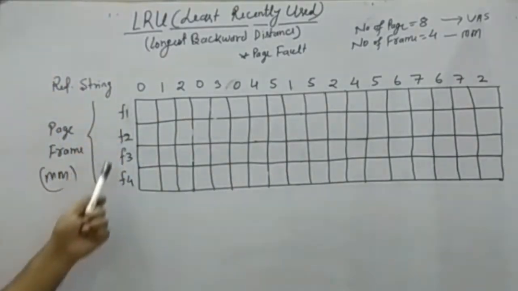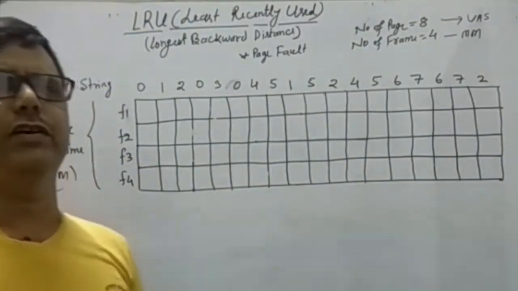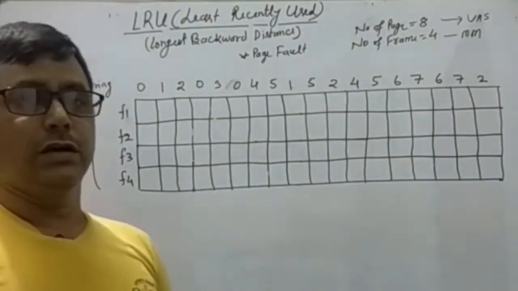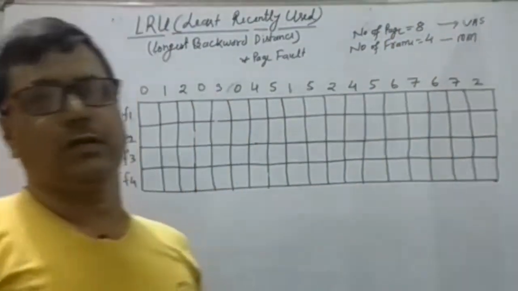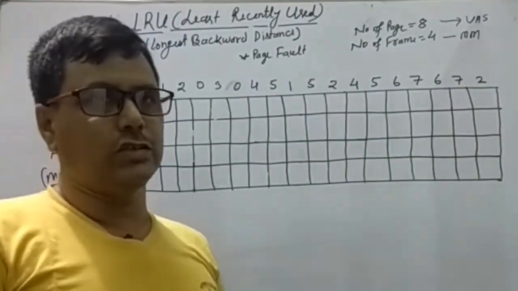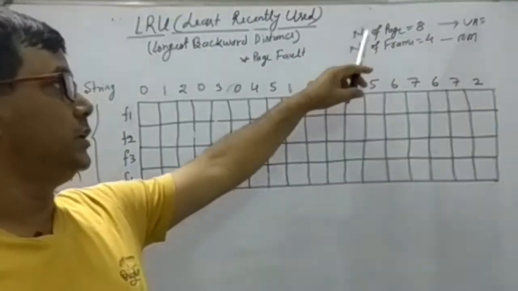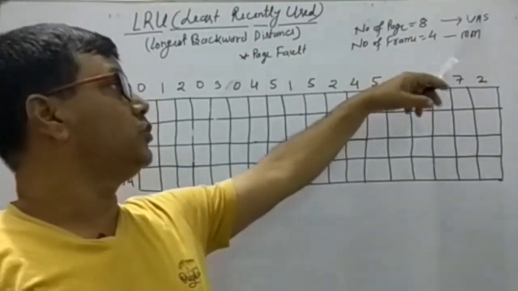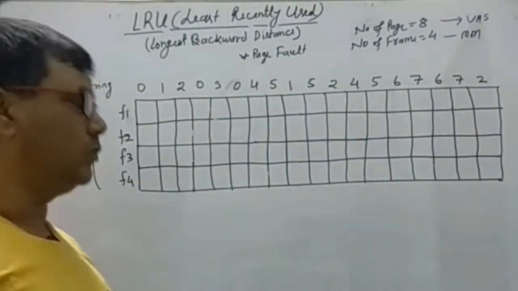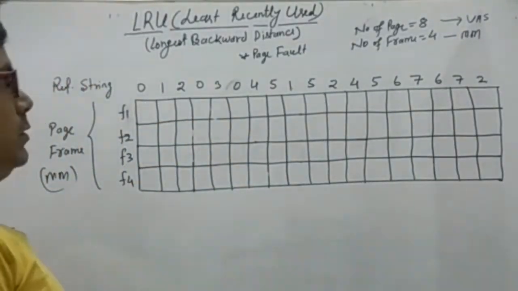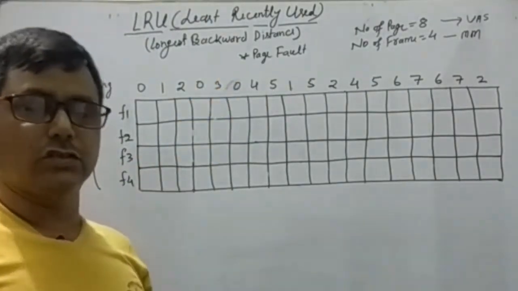And the available number of page frames in the main memory is 4. We are just assuming that although there are many frames in memory and many pages in the virtual address space, here we have taken only 8 pages in the virtual address space corresponding to a process, and 4 frames in memory. And now here is the page fault. I have already discussed what a page fault is.